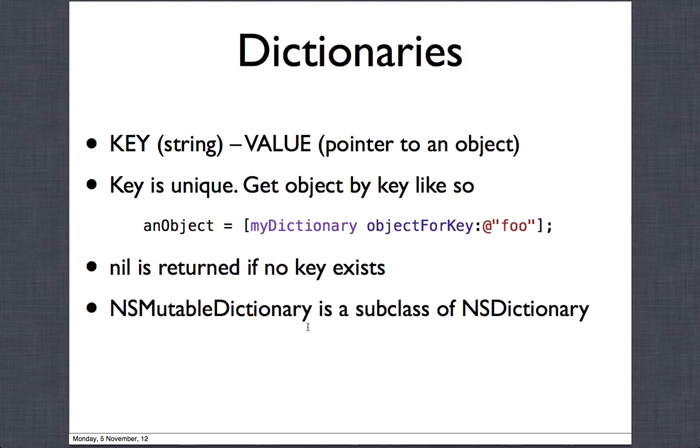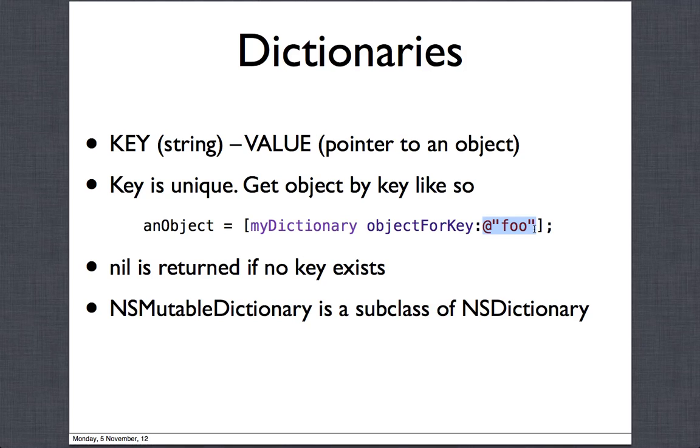And you can get the object using the method called objectForKey and pass it an NSString, which would be the key. If this key doesn't exist, then this method will return nil, and you can check if nil, then say this key doesn't exist and handle this situation somehow.